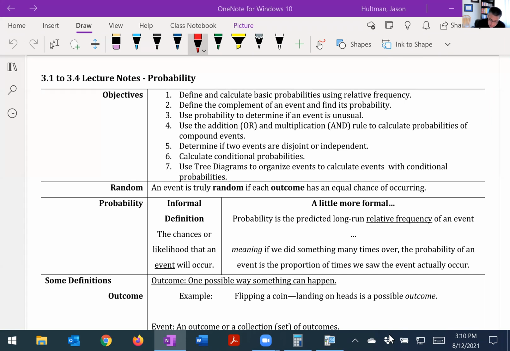Okay, random. An event is truly random if each outcome has an equal chance of occurring. Probability, informal definition: the chances or likelihood that an event will occur. A little more formal: probability is the predicted long-run relative frequency of an event, meaning that if we did something many times over, the probability of an event is the proportion of times that we saw the event actually occur. Proportion just meaning the fraction, okay?